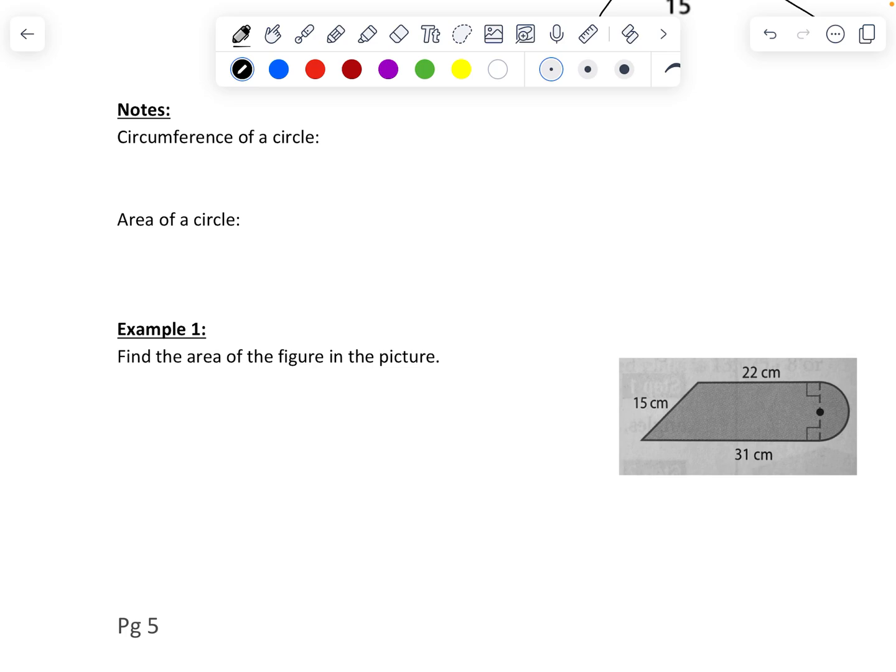So, as noted in Google Classroom, if you want to know where these formulas come from, watch those two videos. They explain it way better than I ever possibly could. But from those videos, we know that the circumference is 2 pi r, or you could also say that it's pi d. And the area of a circle is pi r squared.